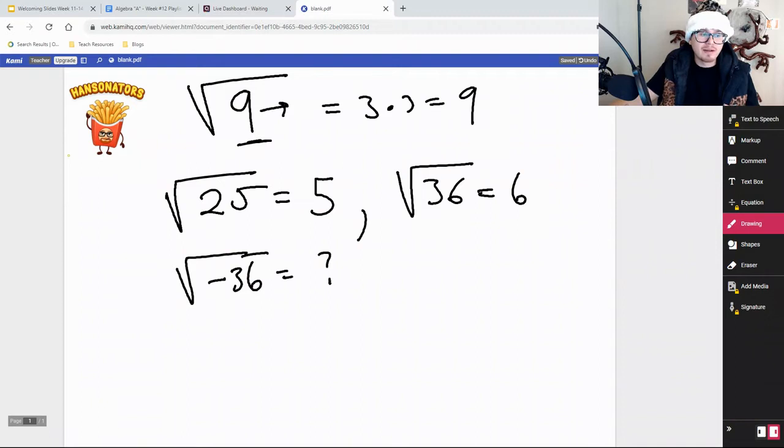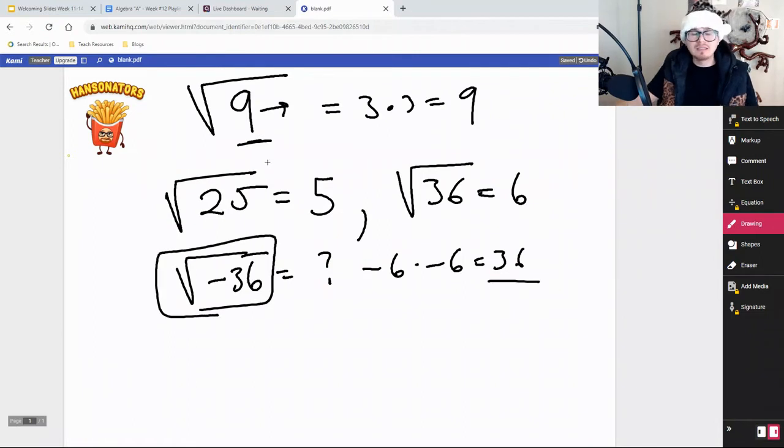Now here's something that you do need to know: what if you had a negative 36? Can you pull out a negative 6? Well, ask yourself this. What's negative 6 times negative 6? Is it negative 36? No, it's 36. So currently you cannot take the square root of negative 36, because you would end up with an imaginary number, and we don't know that. We only mess with real numbers right now.